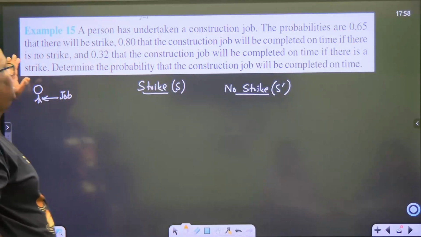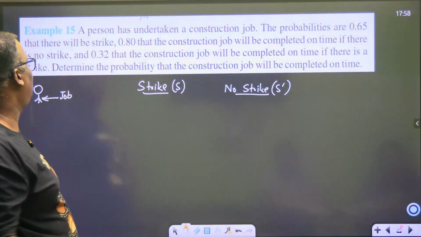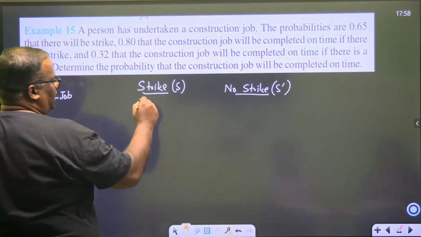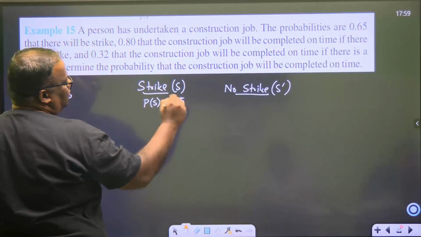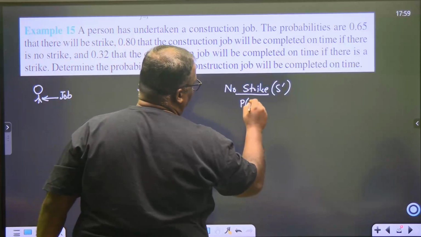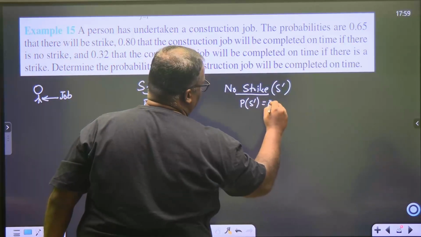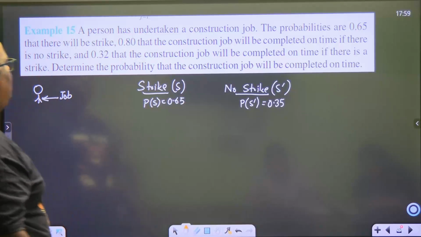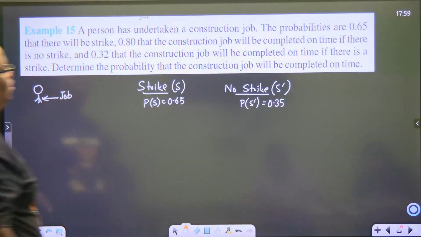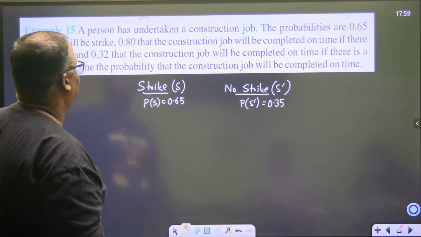It says the probability is 0.65 that there will be a strike. So the probability of a strike is how much? 0.65. That means the probability of no strike should be how much? 0.35. Is this much understood? Okay, the probabilities are this and this, and it will be completed.